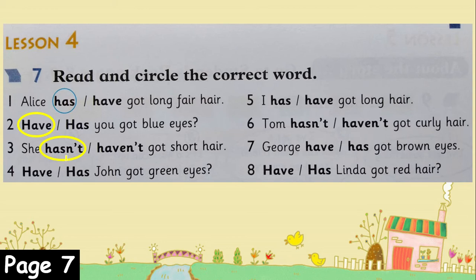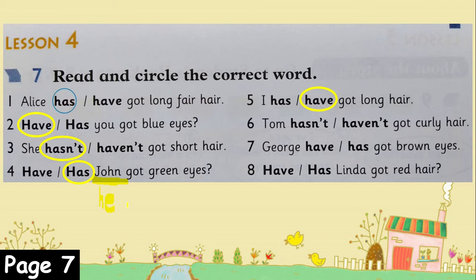And we have number 4. Has John got green eyes? There's only one person there, John, and that is identified as he. So you're going to say, has John got green eyes? Okay, number 5. I have got long hair. What's the answer? Have. The answer is have because I have. Maybe say I has.